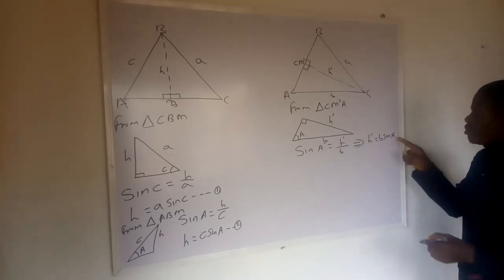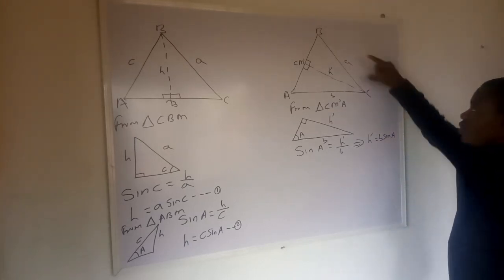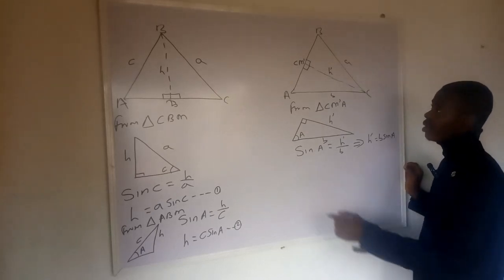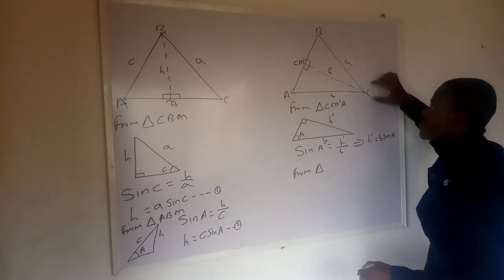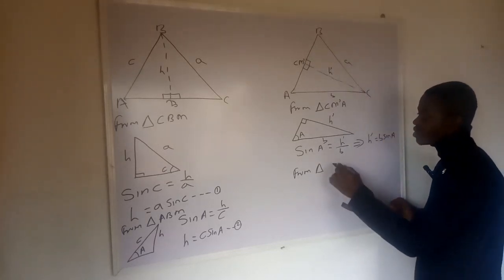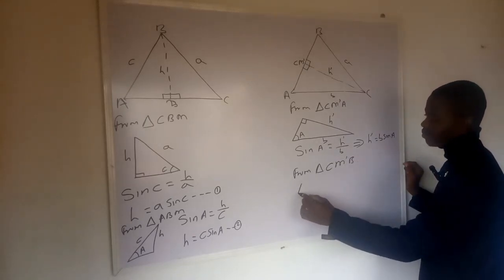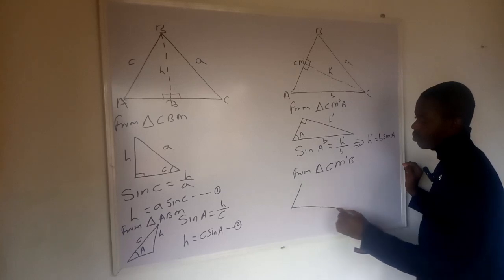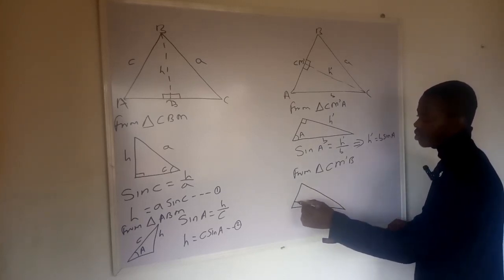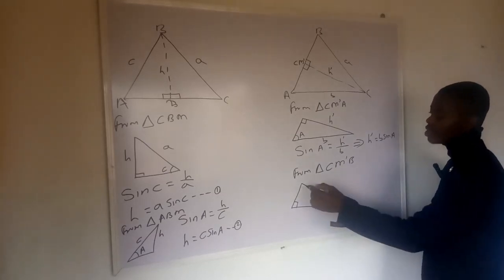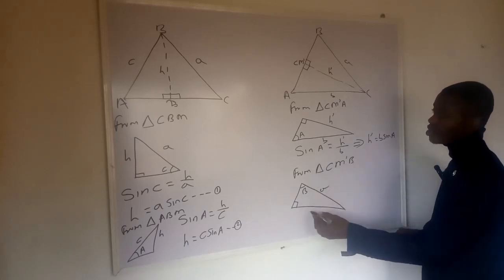Okay. So let it be equation 3. So just put equation 3. Now for the other triangle, the one above, from triangle, let it be C M prime B. C M prime B, we have this diagram. So it's a right angle triangle. So this angle is angle B, then this hypotenuse is A, and the opposite is still H prime.